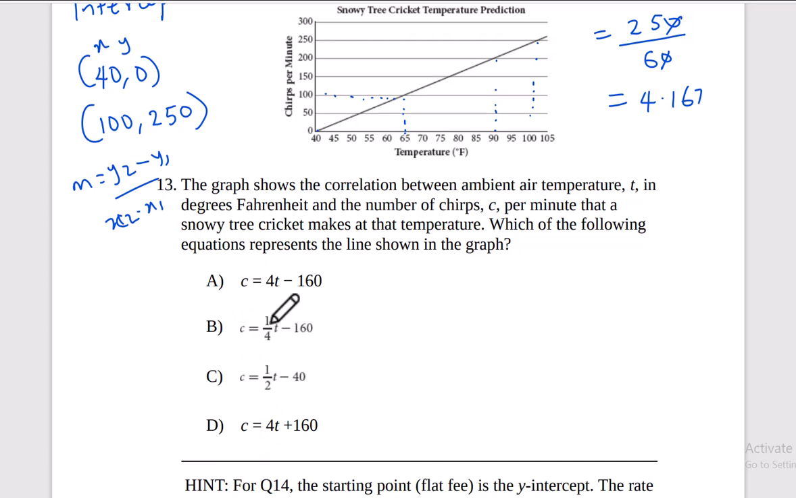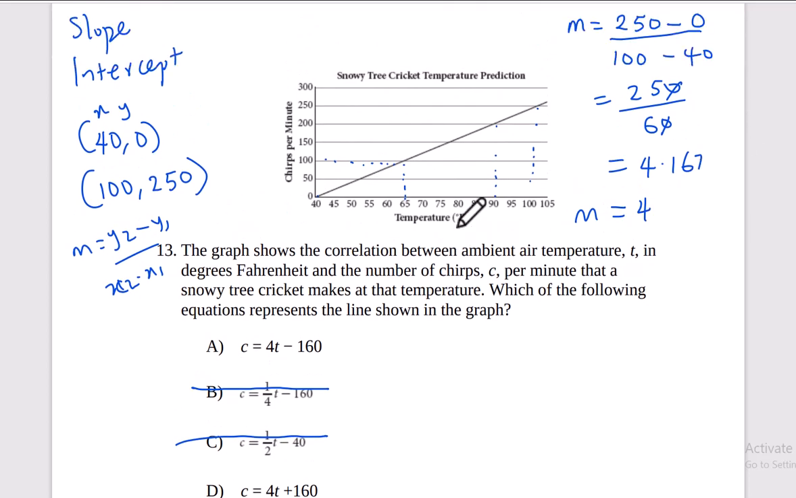but this one is 0.25, this one is 0.5. So we are going to cancel options B and C, and then we are left with A and D because they have a slope of 4. So let's take our slope to be 4, an approximation, so we are taking roughly 4.